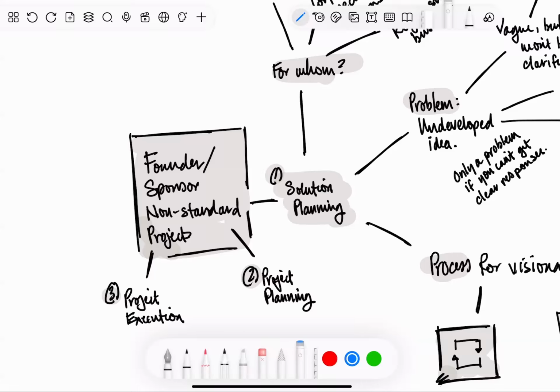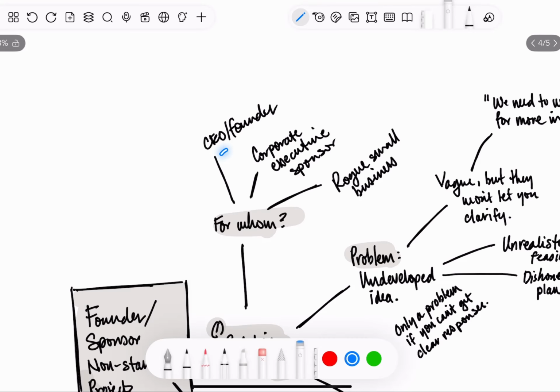How do you run non-standard projects and make them work? One of the biggest problems is getting non-standard projects off the ground, especially if you're a CEO, founder, corporate executive, sponsor, or a rogue small business trying to get things moving, trying to get vision moving and trying to get new ideas off the ground.